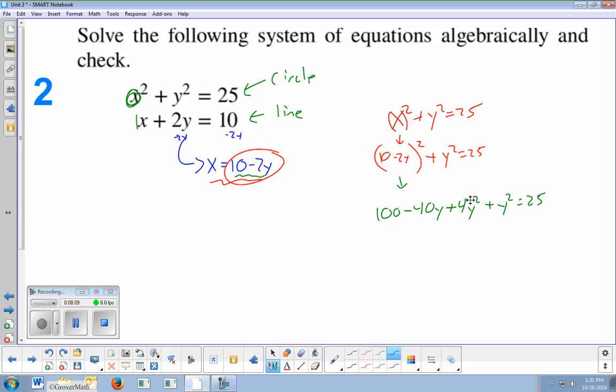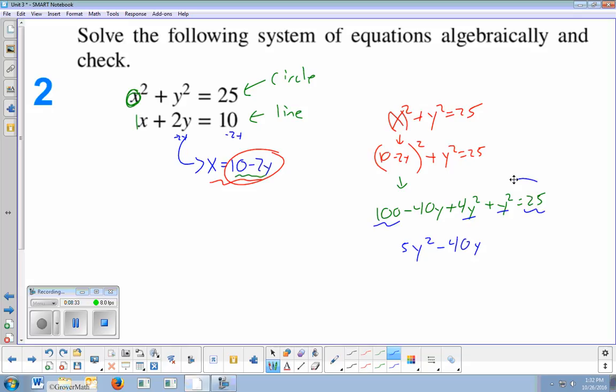Again, I see I have my variable squared and to the first, so that tells me let's set it equal to 0 and factor. So I'm going to rearrange it a little bit. I'm going to put the positive y squared first, and then actually we have more than just that. These are like terms here, 4y squared and y squared. That's a total of 5y squared. Then a negative 40y, and then I have 100 here and 25 here.